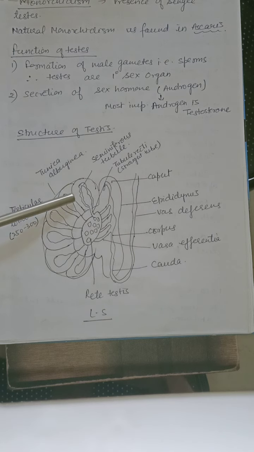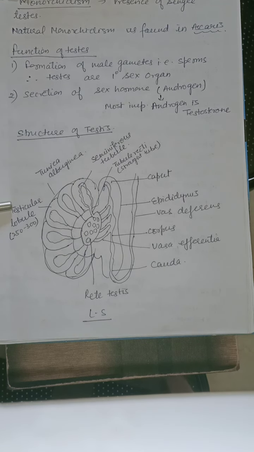Tunica albuginea moves inside, or invaginates, the testis to divide the testis into testicular lobules. See, these are testicular lobules. There are at least 250 to 300 testicular lobules in each testis. Now each testicular lobule has a seminiferous tubule, a coiled tube-like structure. There are 1 to 3 seminiferous tubules in each testicular lobule. How many seminiferous tubules? 1 to 3.